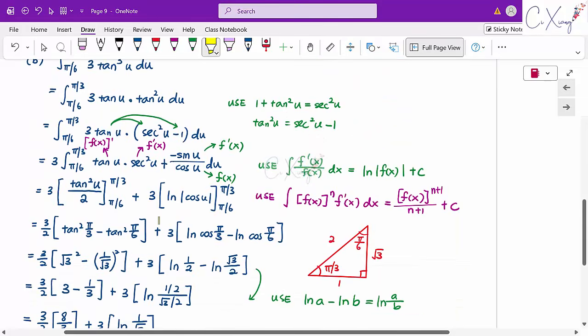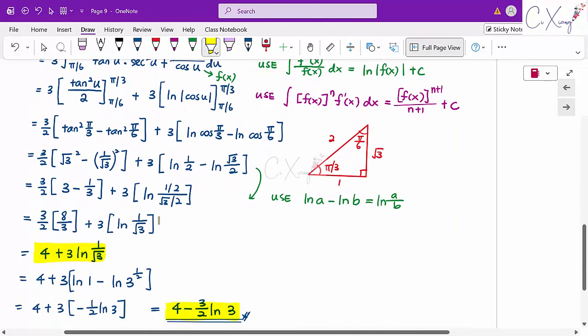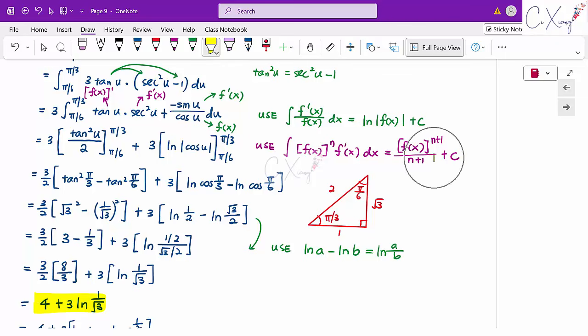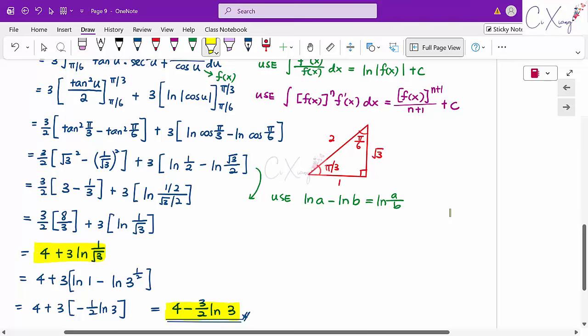Alright, so this is basically how we solve question 9 part B. In my opinion, this is not an easy question because you need to have the idea of how to integrate this pattern, f prime x multiplied with f x power n. Okay, so this is a small technique that you need to know before you apply the integration. Okay, so this is the answer for question number 9.